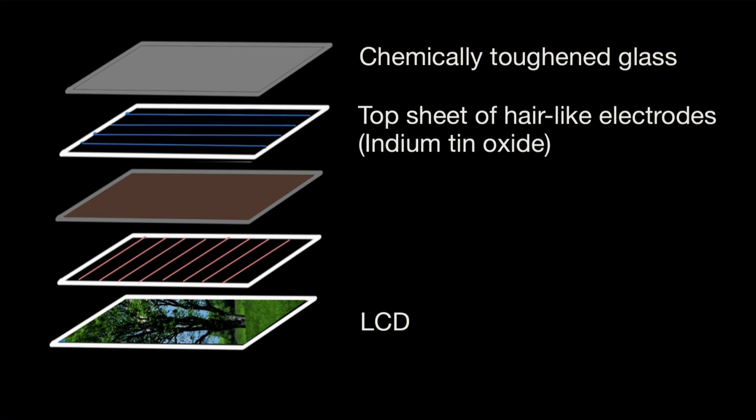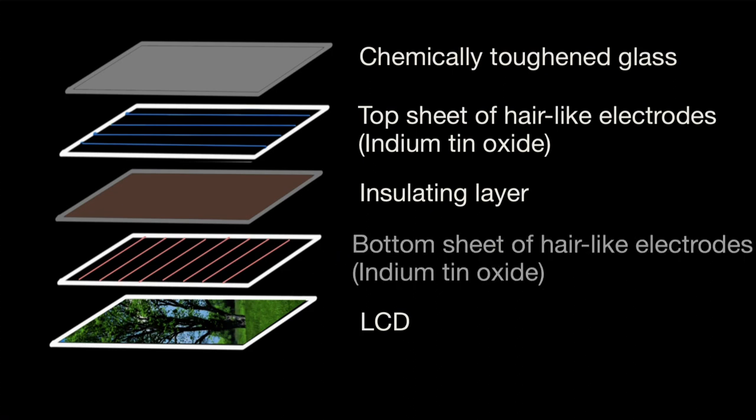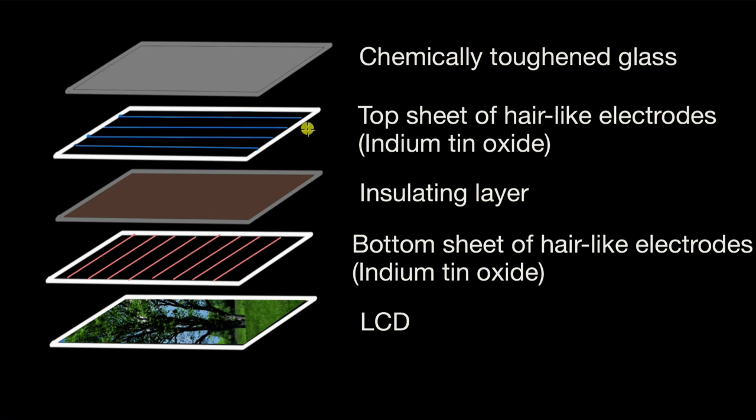Below that, there is an insulating layer. This is an insulating layer which separates the conductive lines at the top from this sheet that also has hair-thin lines of a conductive metal, but in a direction perpendicular to the first one. Let's look at the structure of the top sheet and the bottom sheet more closely now.